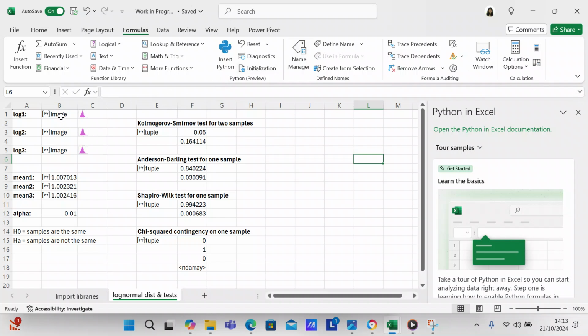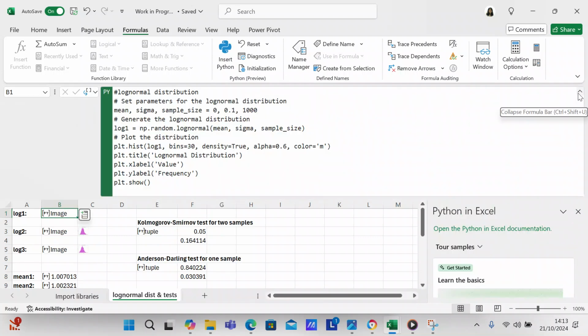So first thing we're going to do is look at the image of the distribution, and this is the log normal distribution. The mean, sigma and sample size are 0, 0.1, and 1000, and log1 equals np.random.lognormal(mean, sigma, sample size). Then we're going to plot the distribution using matplotlib, and it gives you a little distribution in the cell directly to the right of it, so you can see the distribution there.